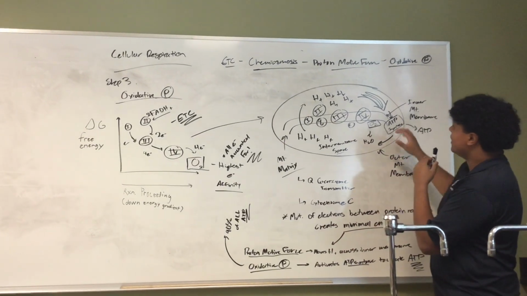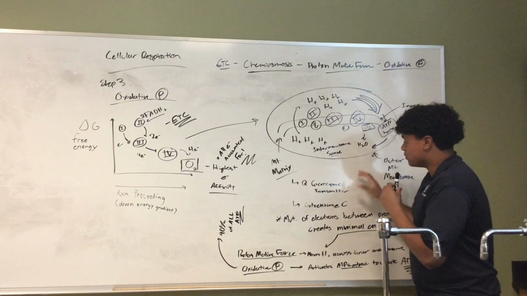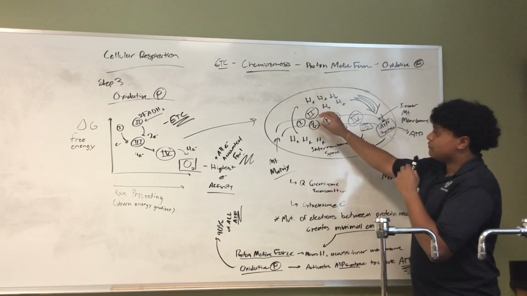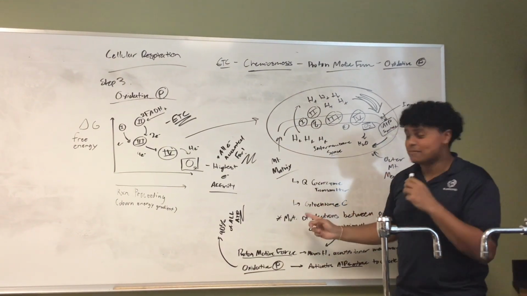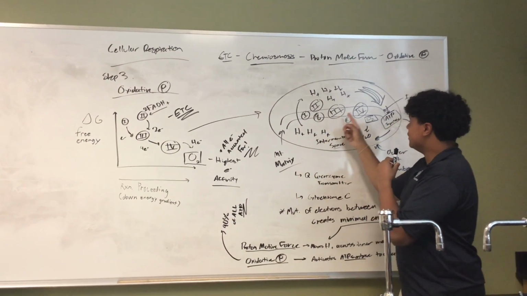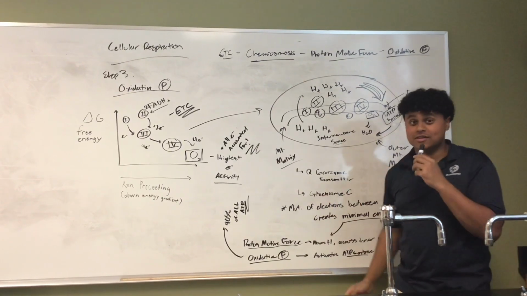This happens at the end of the electron transport chain, and to get from 1 to 2, we have to use the Q coenzyme, and to get from 3 to 4, we have to use the cytochrome C.